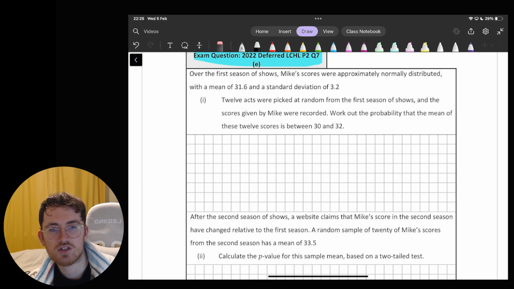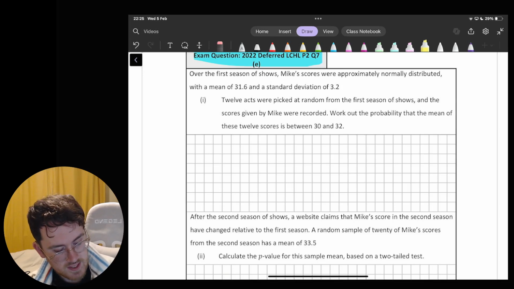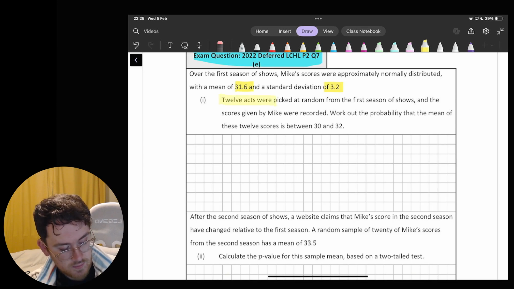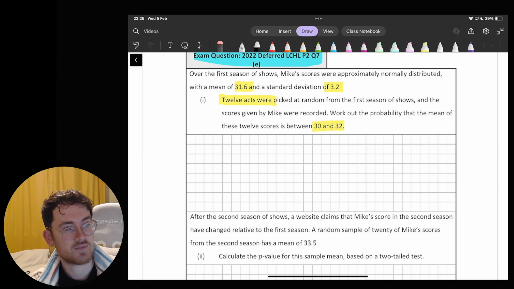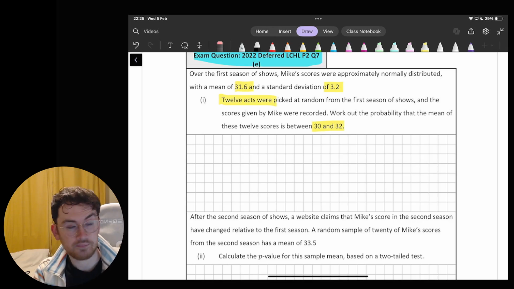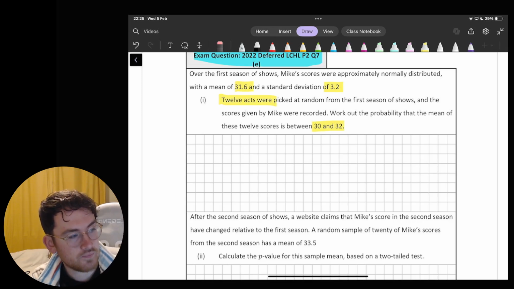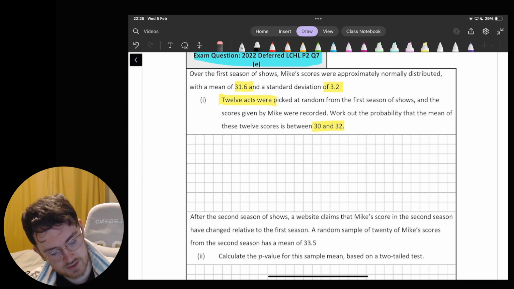But over the first season of shows, Mike's scores were approximately normally distributed, mean of 31.6, standard deviation of 3.2. Okay, all of this important. 12 acts were picked at random, and the scores given by Mike were recorded. Work out the probability that the mean of these 12 scores is between 30 and 32. Okay, so let's have a look at this one. So we'll lay out this one a little bit.